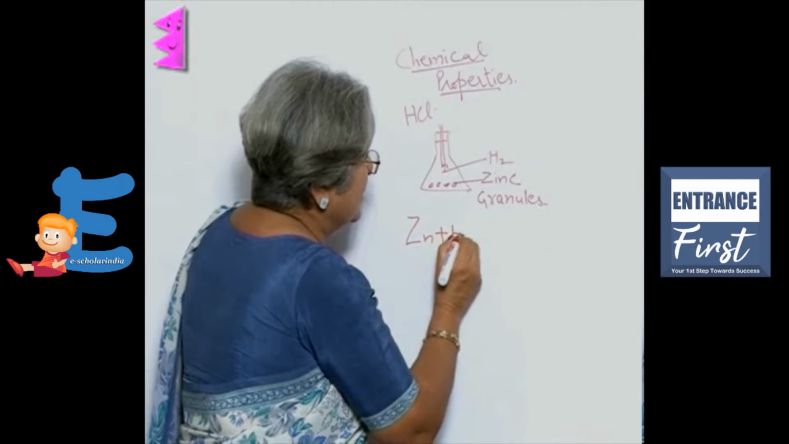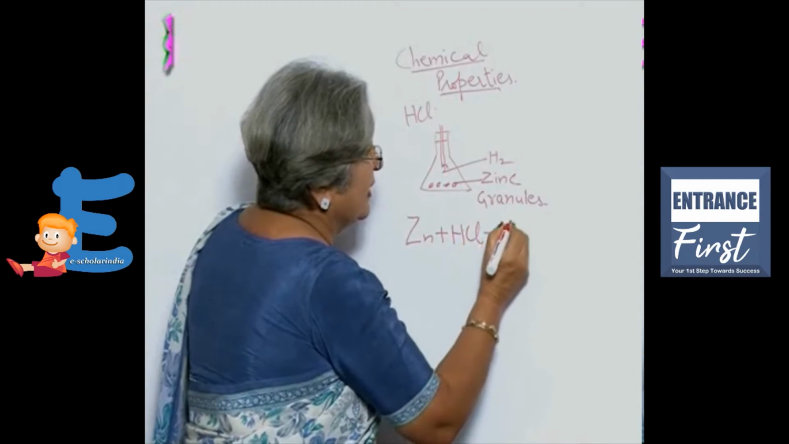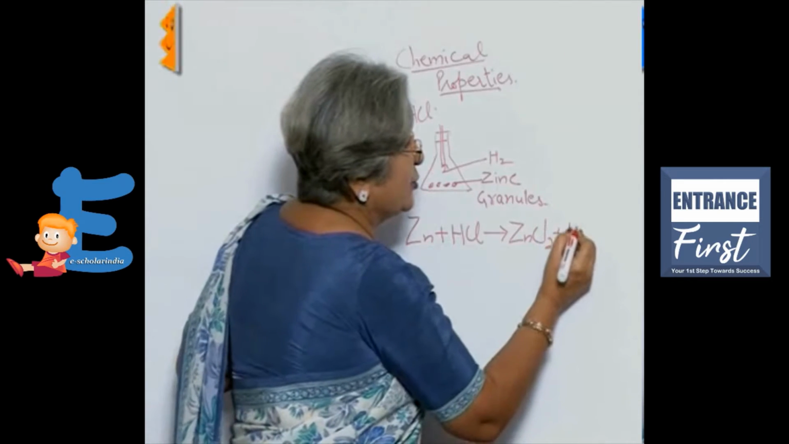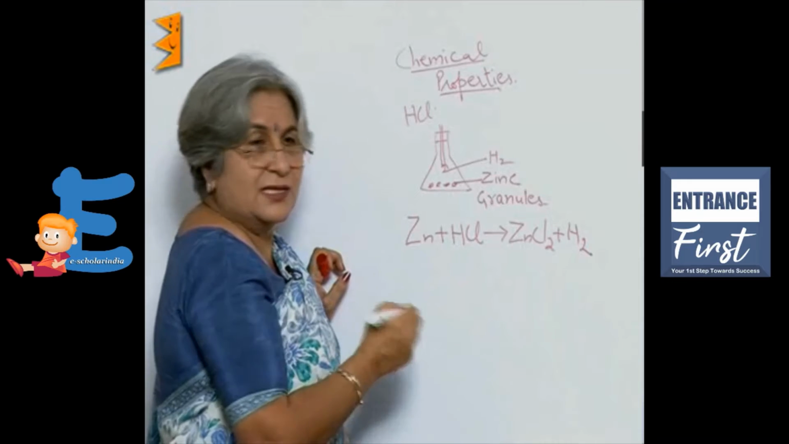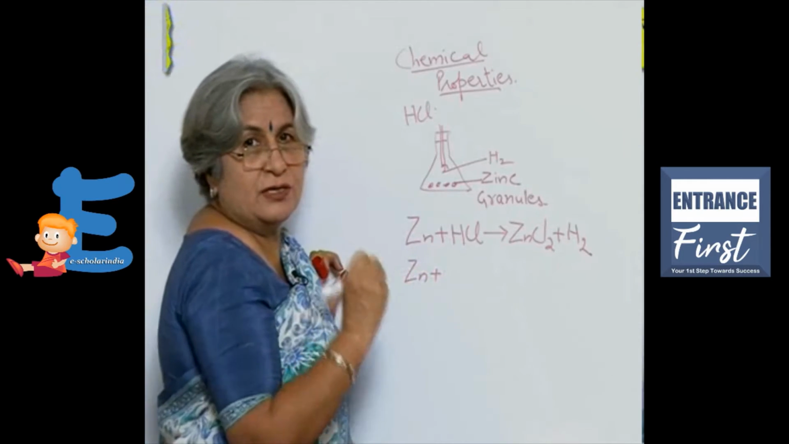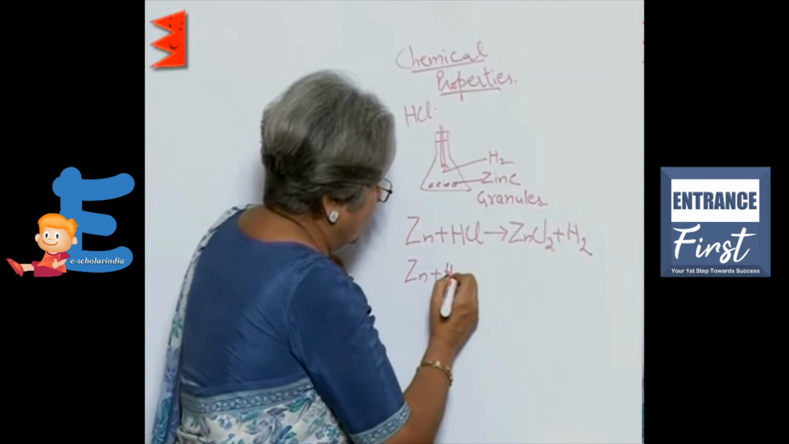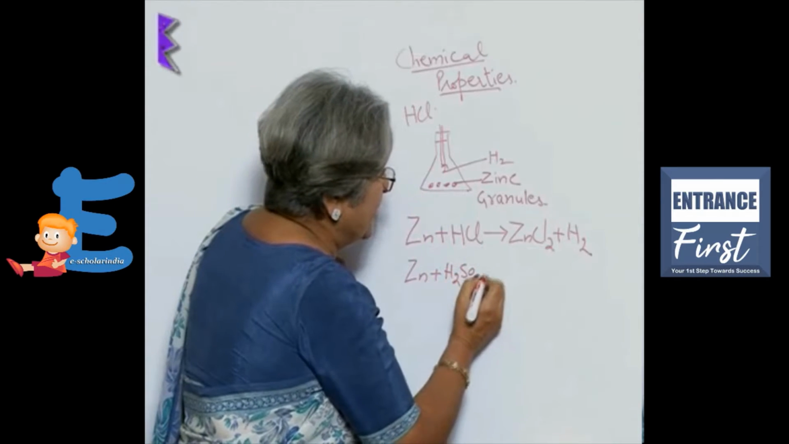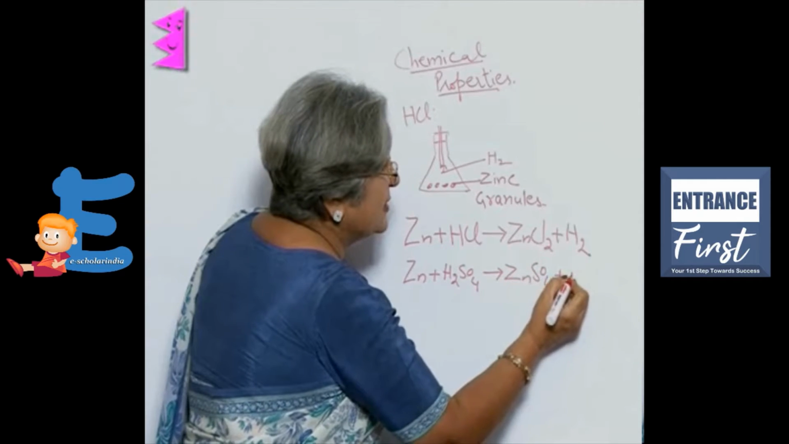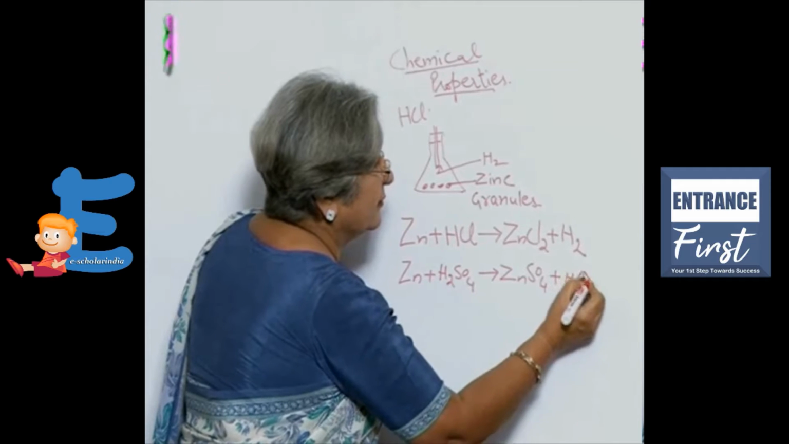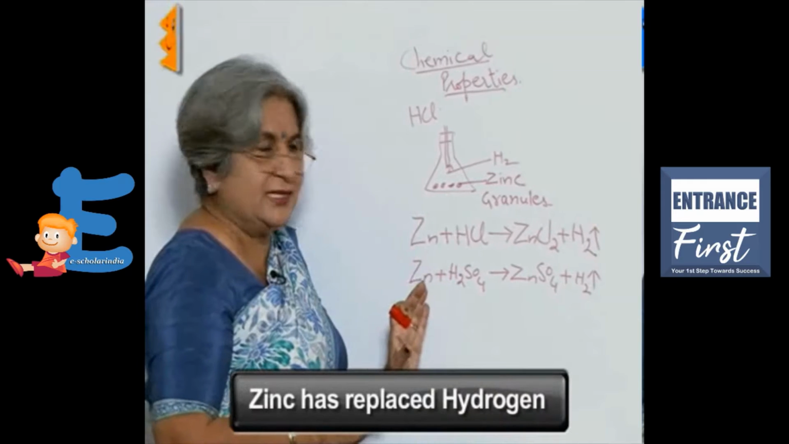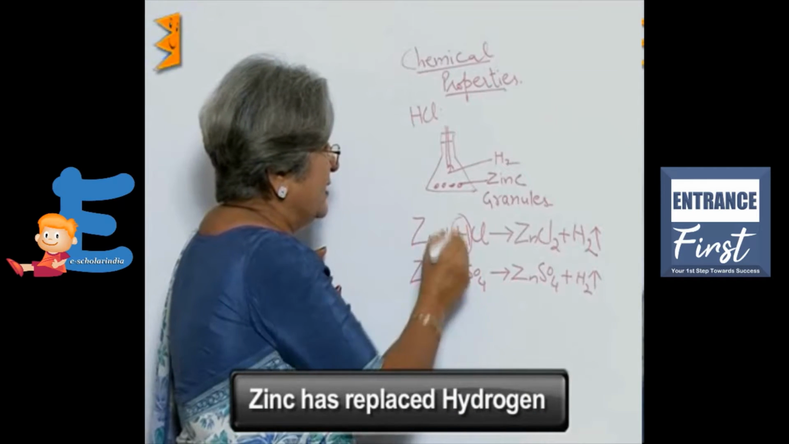Zn plus HCl gives us ZnCl2 plus H2. Similarly, if instead of hydrochloric acid we pour sulfuric acid, what will happen is we will get zinc sulfate plus hydrogen. Now what has happened in both these cases? Zinc has replaced hydrogen.